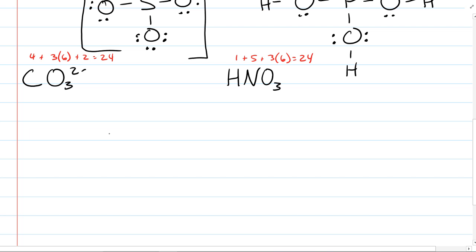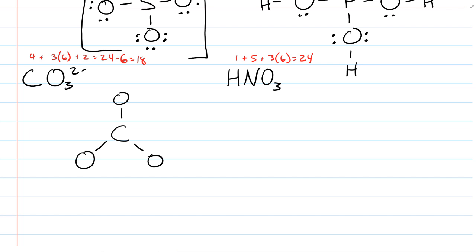Okay, guide me. Which one for the carbonate? Which element goes in the center? Carbon, surrounded by 3 oxygens. 1, 2, 3. Of course, this uses up 6, which means we have 18 left. Where do the next dots go? On the oxygens. We put in 2, 4, 6, 8, 10, 12, 14, 16, 18.